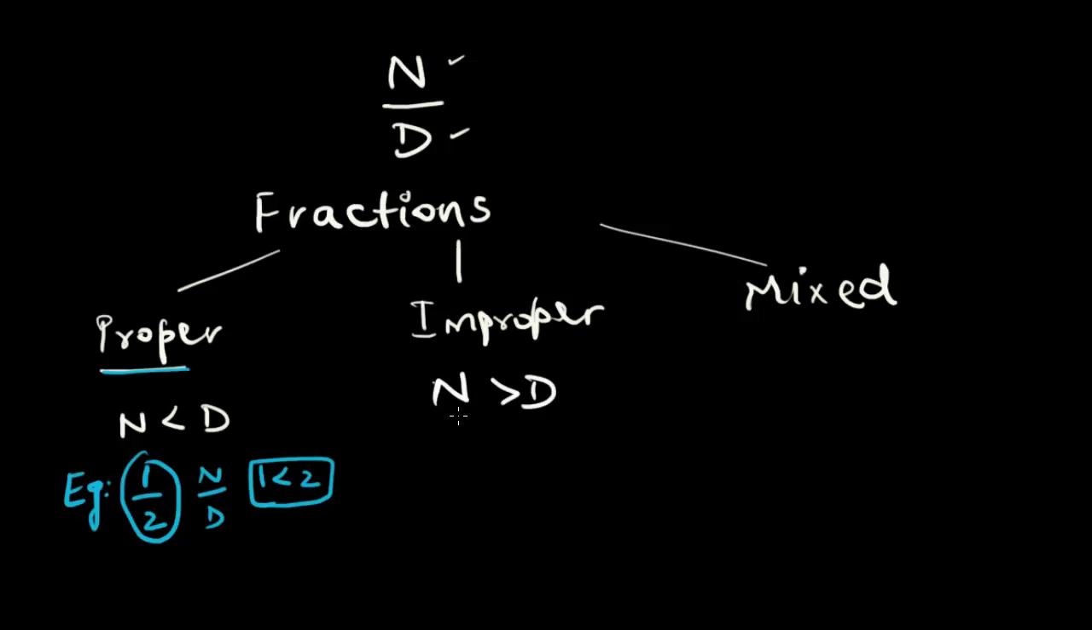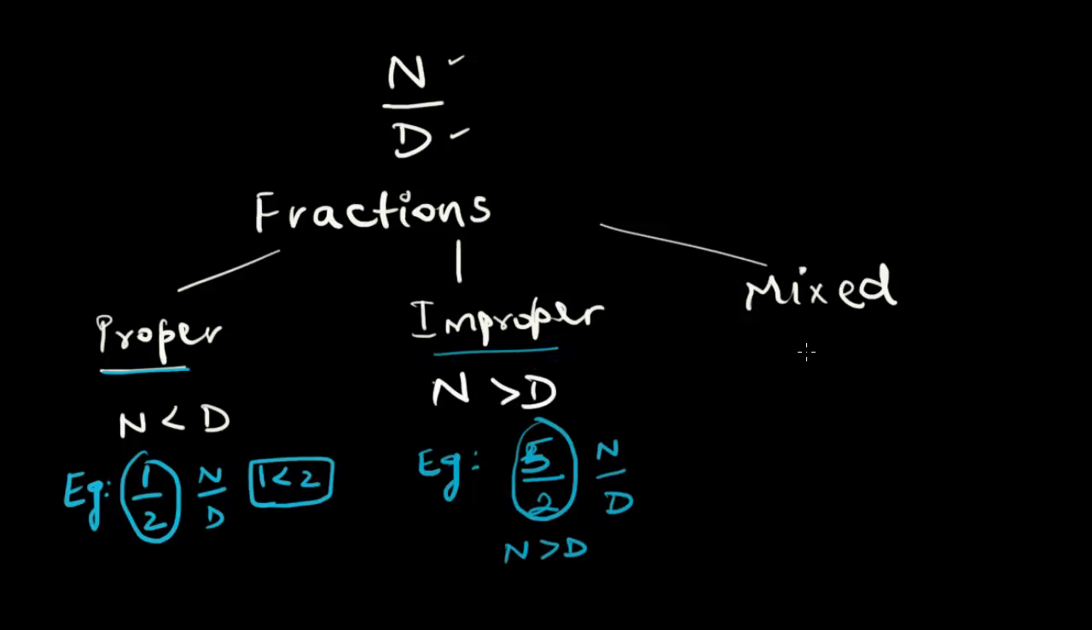An improper fraction is where the numerator is greater than the denominator. An example is 5 over 2. We know 5 is the numerator, 2 is the denominator, and the value of the numerator is greater than the denominator because 5 is greater than 2. Therefore, 5 over 2 is an improper fraction.